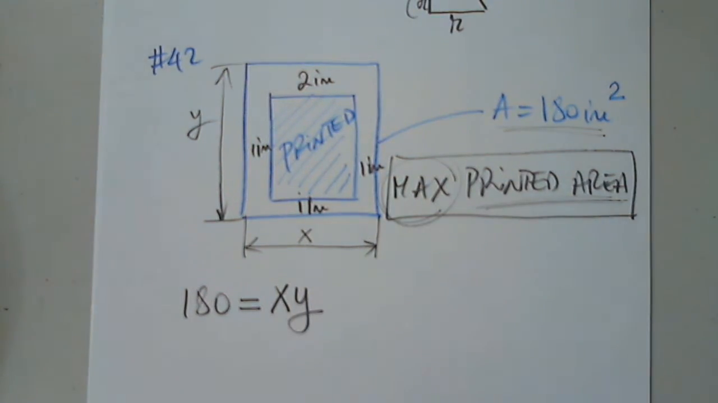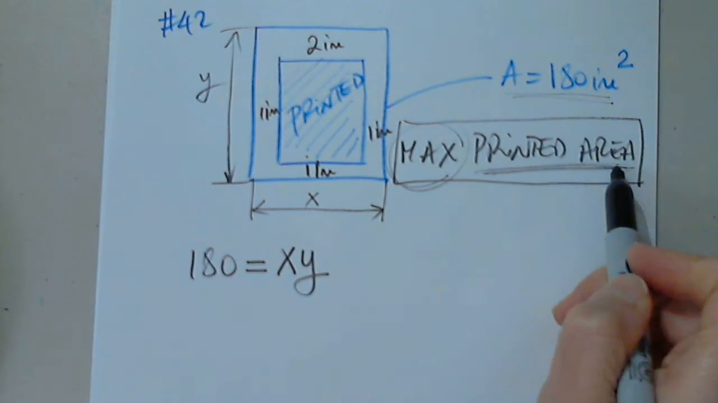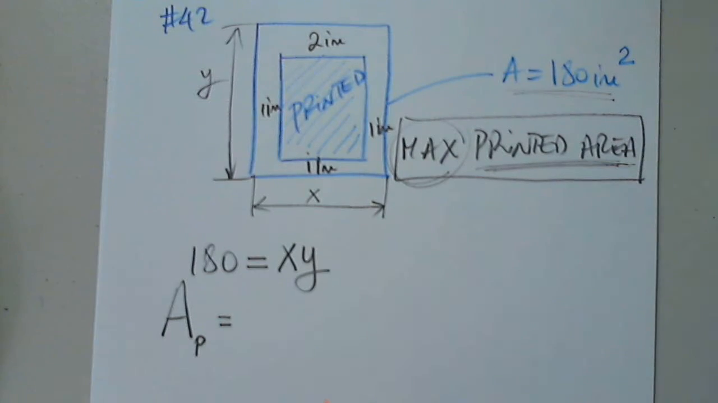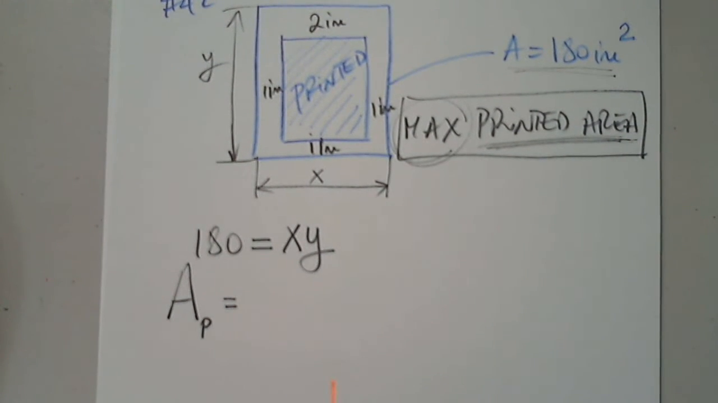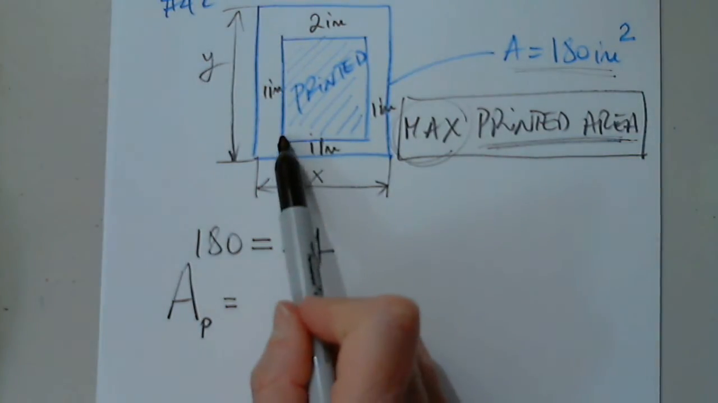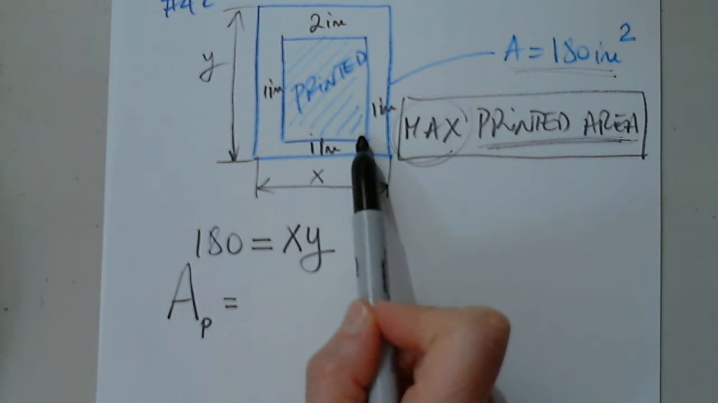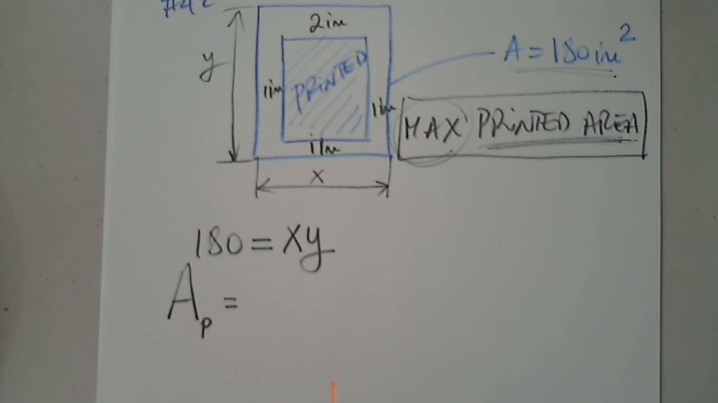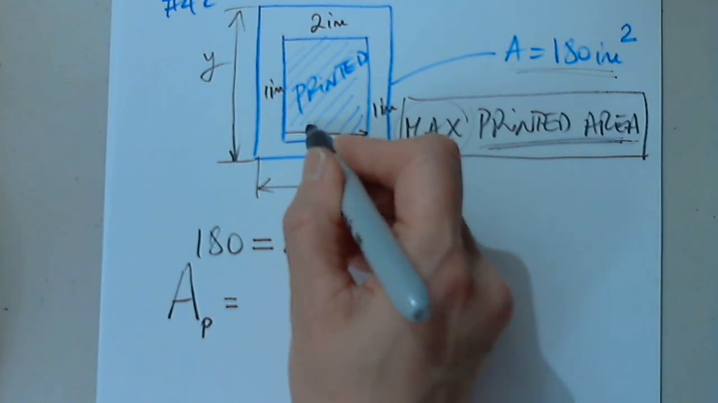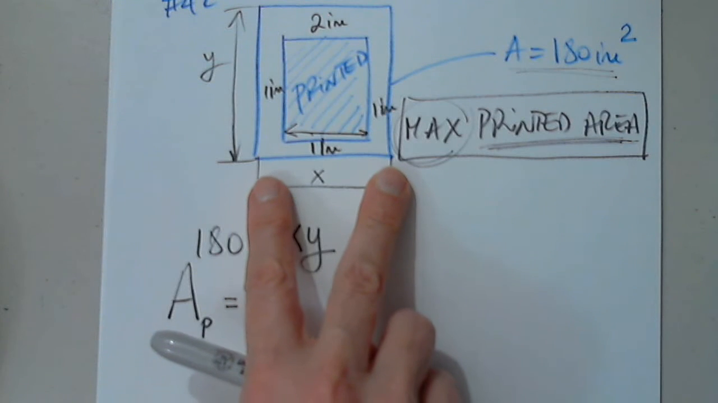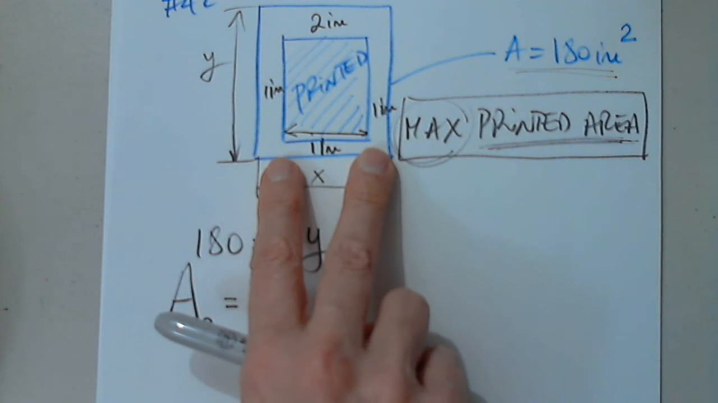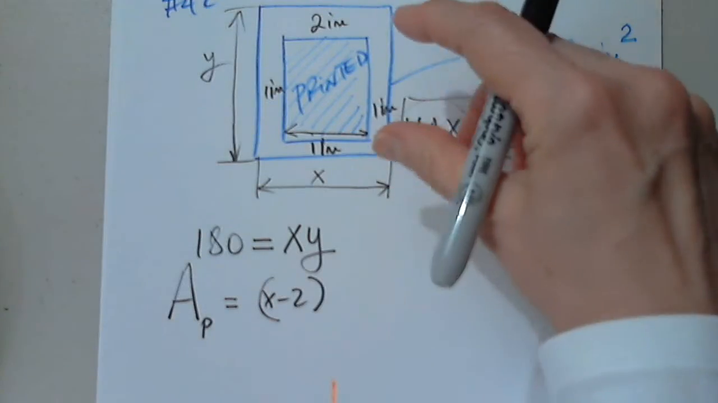Excellent. We have that. But now I'm interested in the printed area. So the area, I'm going to write P, so we know what it is. The printed area. Can anyone tell us the printed area? Step by step. So what is the width and what is the height? 1 inch. So the printed, the X, so this is X minus 2 inches. Is that clear? X minus 2 inches? Yeah. Good. And what about this?